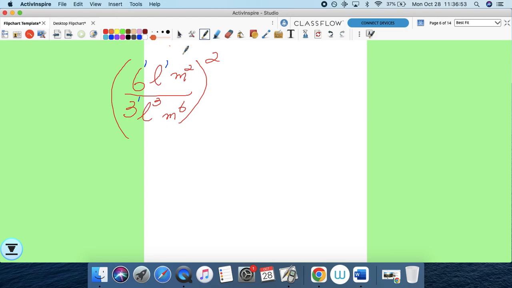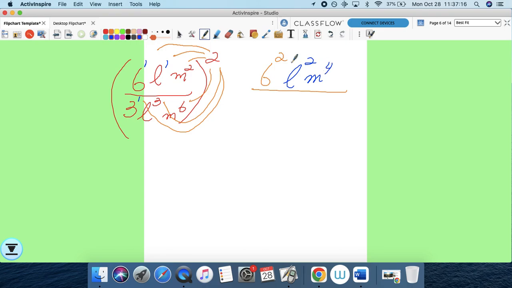The second thing you should do is multiply that 2 that's outside times every exponent inside the parentheses, even the ones down here. If you multiply them, you're going to get 6 to the second power, because 2 times 1 is 2, L to the second power, and m to the fourth, because 2 times 2 is 4. At the bottom, we're going to get 3, and there's a 1 there, times the 2 outside is 2, L to the 6, and then m, well, 6 times 2 is 12, m to the 12.